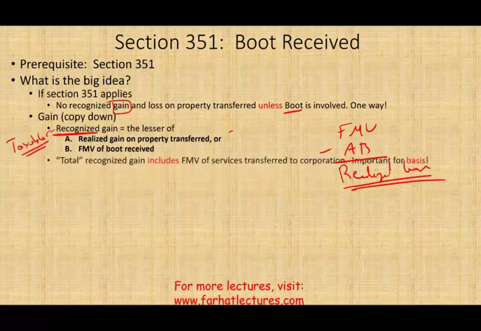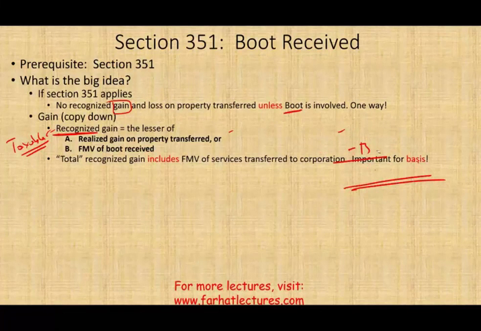Now also what we need to remember is this. Total recognized gain. When we compute the recognized gain, we're going to include the fair market value of services transferred to the corporation. And this is important for basis, we're going to see later on. So when we say we're adding the recognized gain, if you contributed services, then that's considered part of the gain. And this is important for the basis because we're going to be talking about the basis later.